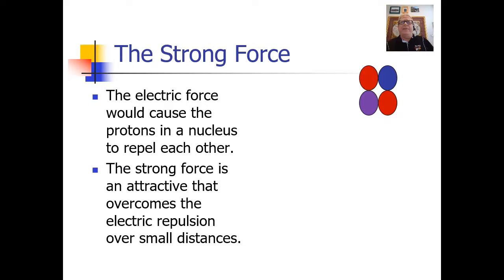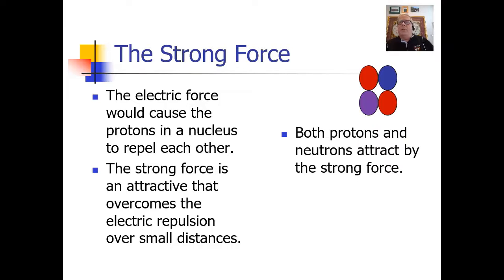However, if you can get the protons to be within a certain distance of each other, and it's a very, very, very small distance, there is another force that is stronger than the repulsion experienced by the electric force. That is called the strong force, sometimes, because it's stronger than the electric force, and it can overcome that repulsion and eventually turns to an attraction. Both neutrons and protons attract each other by the strong nuclear force.